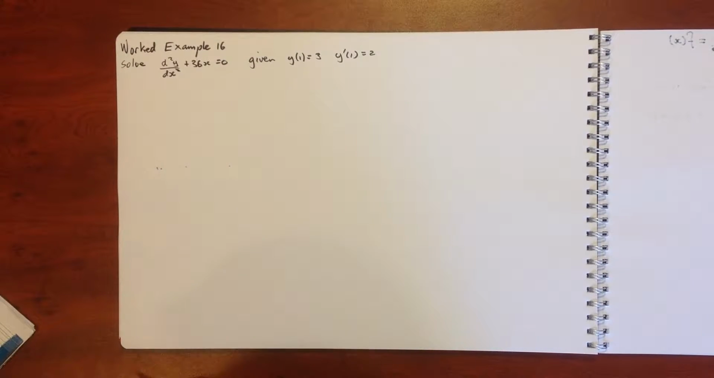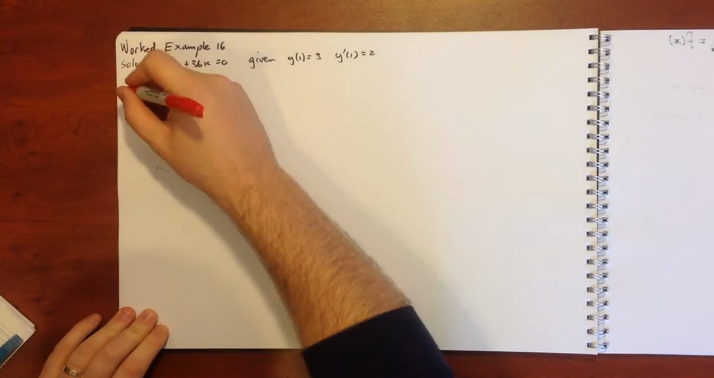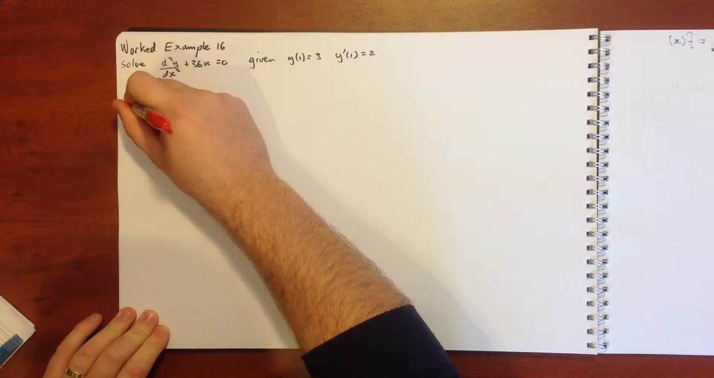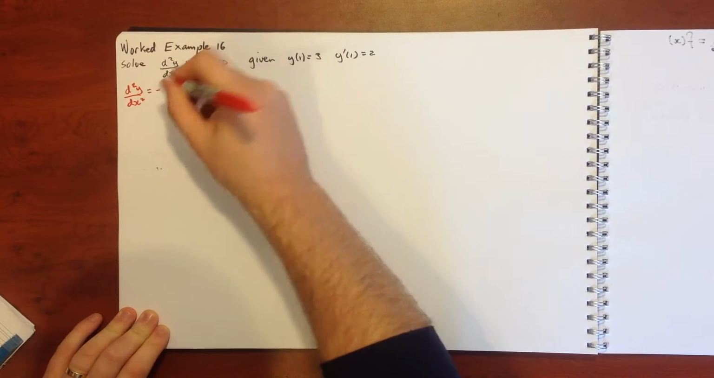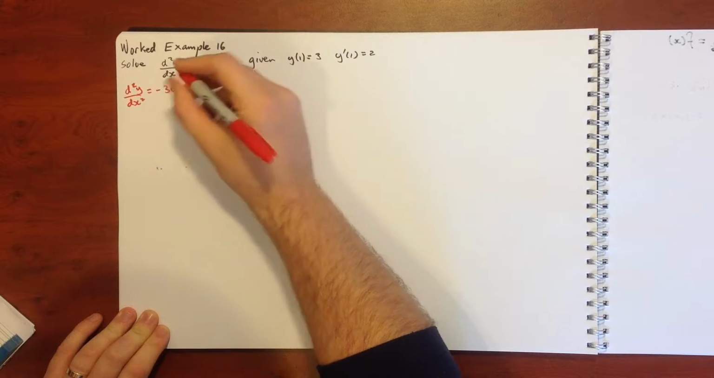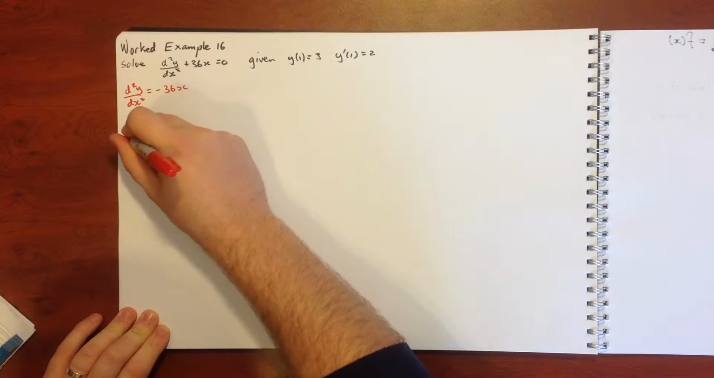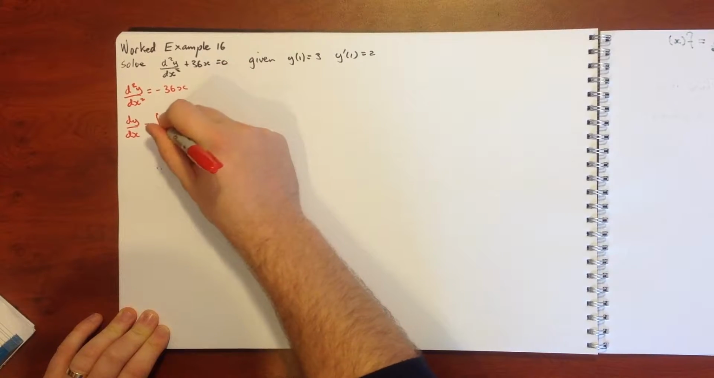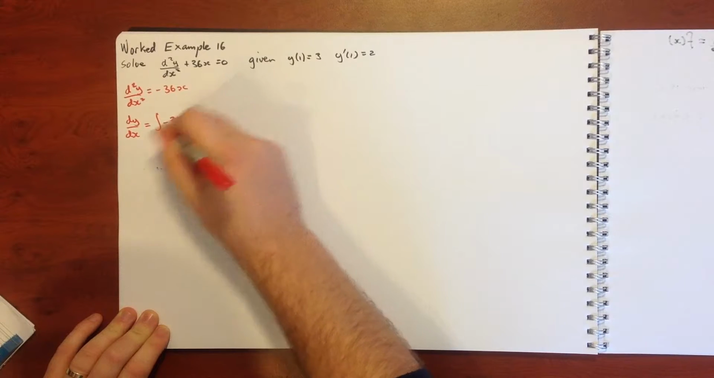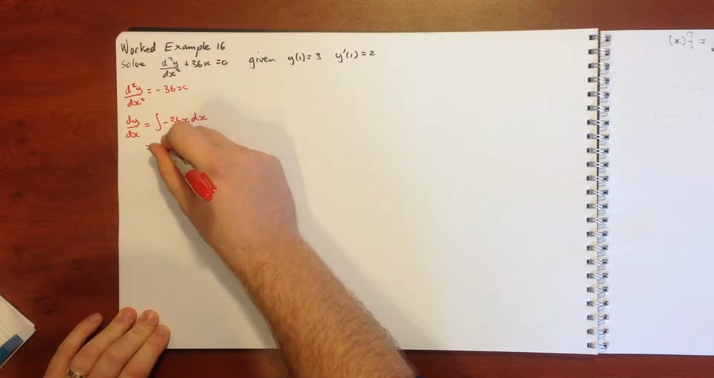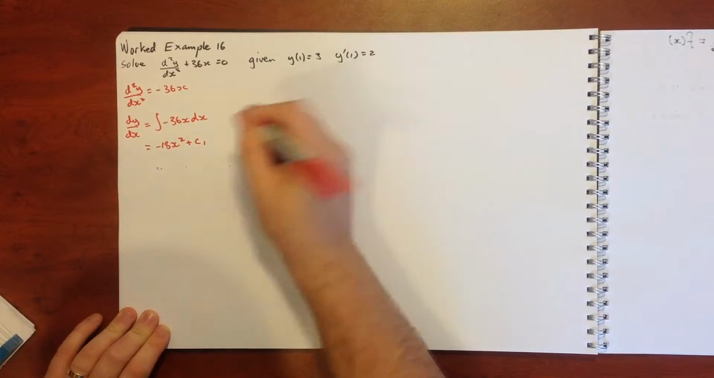So the first one we're looking at is worked example 16. We need to solve d squared y on dx squared plus 36x equals 0, given that y of 1 equals 3 and y dash 1 equals 2. So we need to rearrange this equation. We can see d squared y on dx squared equals negative 36x. That means dy dx is going to be the integral of negative 36x dx, which is going to be negative 18x squared plus c1.